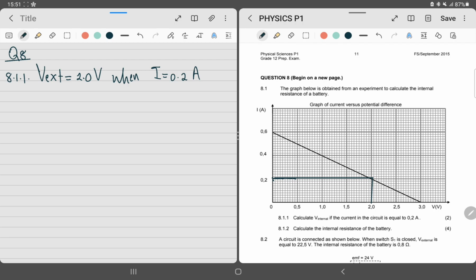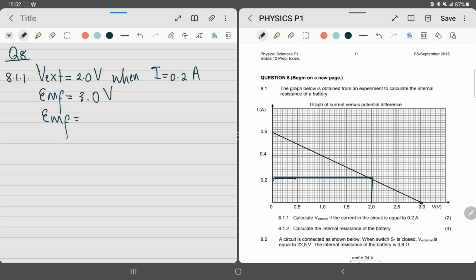The value of the EMF is measured when no current flows in the external circuit. Wherever we have the current as 0, we are going to look for the corresponding potential difference. At this point, at 3.0, the current is 0 and the voltage is 3. So the EMF should be 3.0 volts.